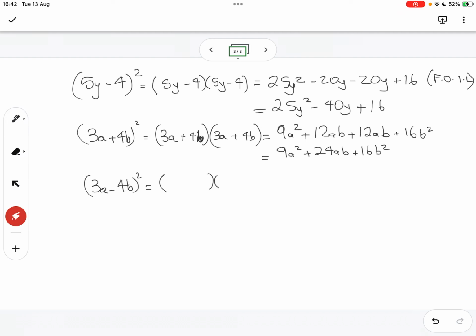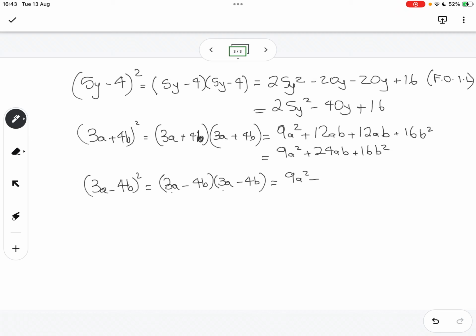Then we do the same here. Again, positive inside the bracket, positive middle term. Yeah. Then here, it's 3a minus 4b, 3a minus 4b. What do we get when we multiply the first ones? 3a times 3a is how much? 9a squared. Excellent. And then 3a times negative 4b.